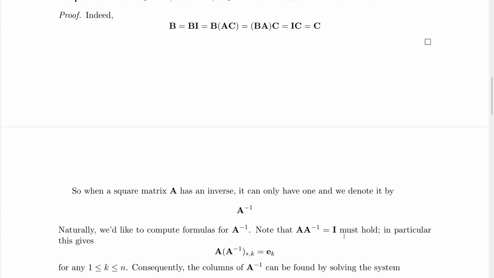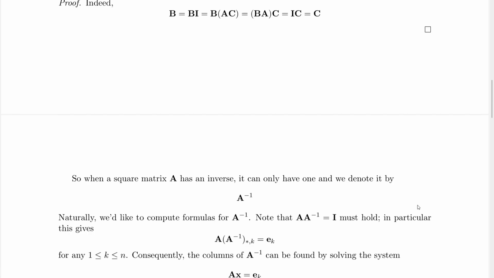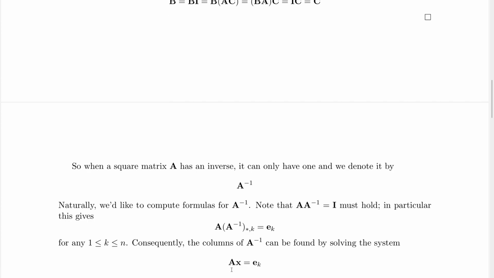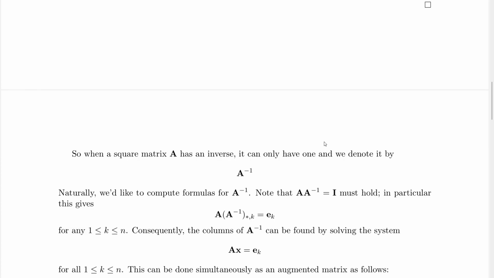So the columns of A inverse can be found by simply solving the system for all possible standard unit vectors. So if you have an inverse, this has to have a solution. Furthermore, it has to have a unique solution. And we can solve this simultaneously, so you don't have to set up one augmented matrix for each e_k. You can set up an augmented matrix that on the right-hand side has all of the e_k's, and then we can just go ahead and solve it.